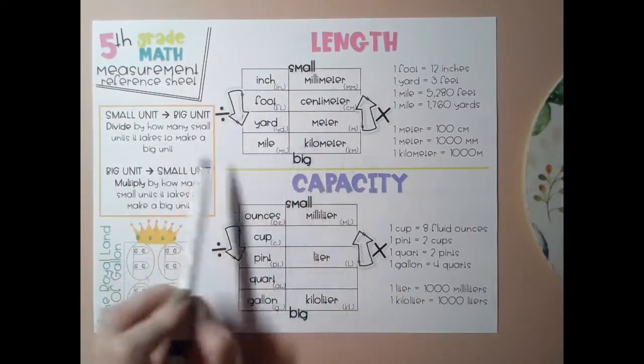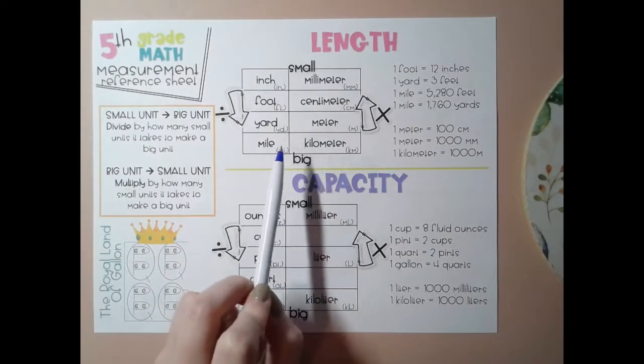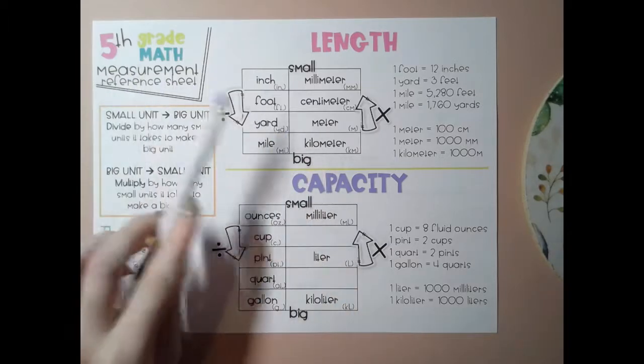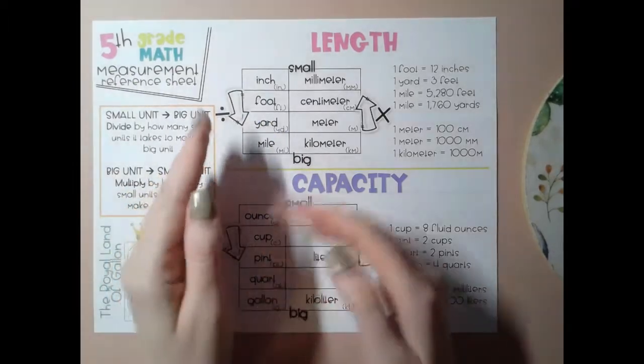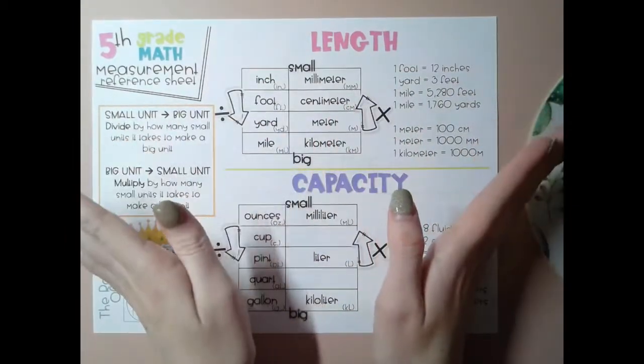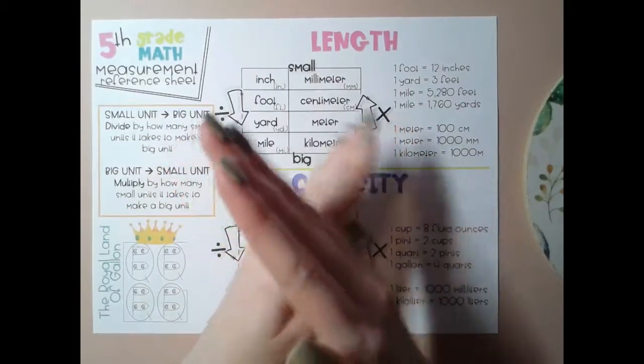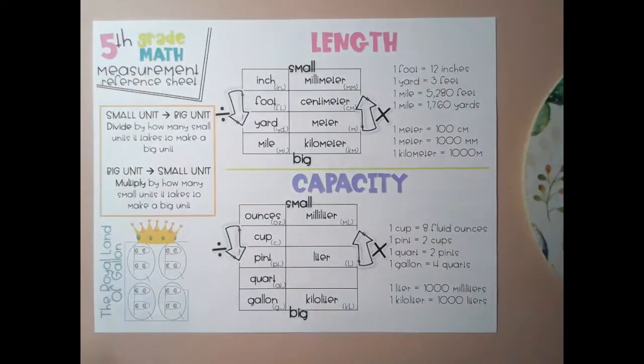I often say the exact same thing every single time we approach a problem, and I also do it with my hands. If I'm going from a small unit to a big unit, I do this with my arms, so it makes a division sign. I divide. If I'm going from big to small, I show them that with my arms as well, and I multiply.